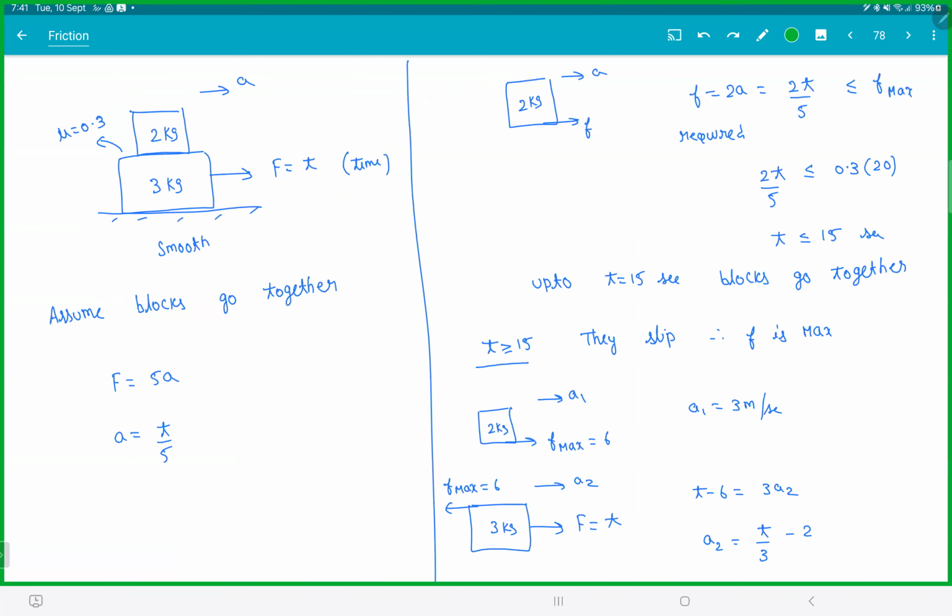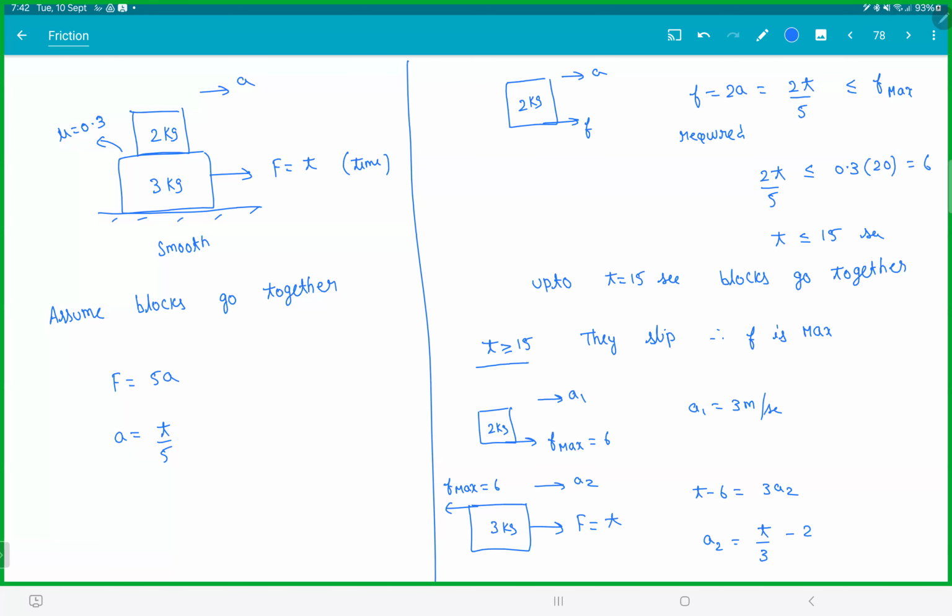First, have a look at this page. Please ask me any doubts on this page. Step 1, we start with both are going together. Find the acceleration in terms of time. Find the friction in terms of time. Now we get everything in terms of time. So friction is saying, boss, you give me 2t by 5. At a given time t, you give me this much. I'll make sure your assumption is right. What is my assumption? Both are going together. But how much can I give maximum? I can give you maximum of 6. So up to 15 seconds, friction is fine with it.